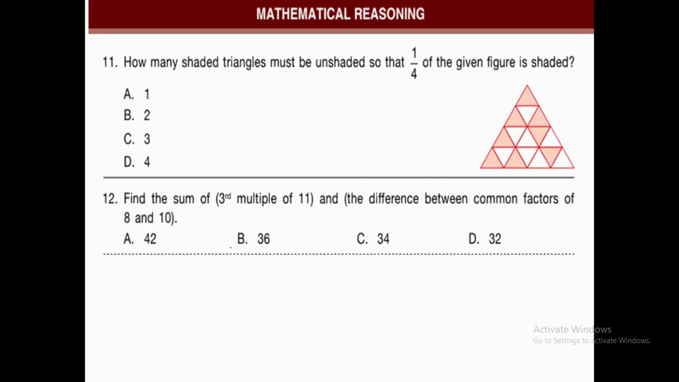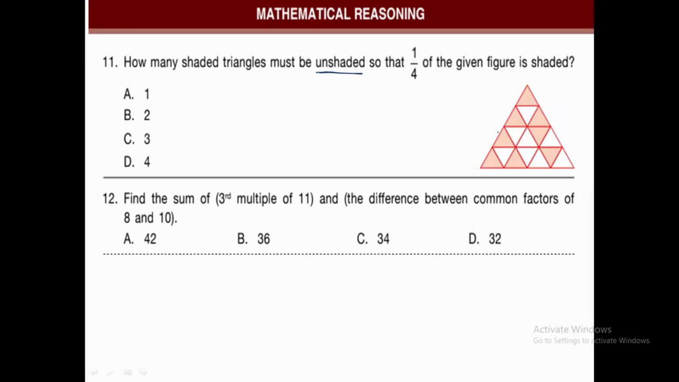Now let's move to the next section, which is mathematical reasoning. Okay, so here we need to find the relationship, as we did in logical reasoning, and we have to do some mathematical operations as well, like addition, subtraction, multiplication, division, wherever we need it. Okay, so we have question number 11. Question number 11 is saying, how many shaded triangles must be unshaded so that 1 by 4 of the given figure is shaded.